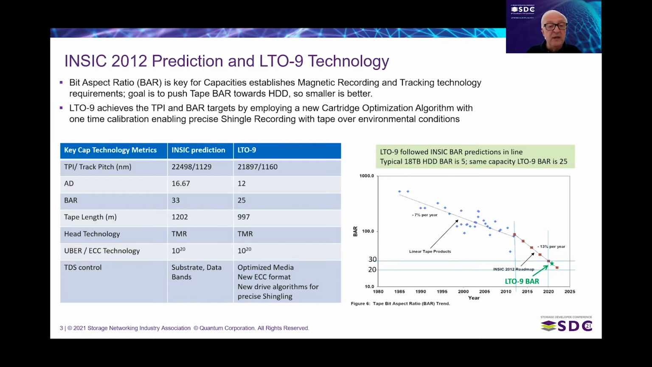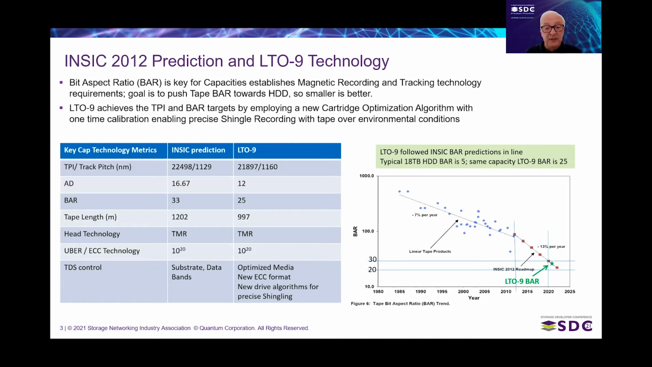Now, how did we do that? With higher track densities at 21.897 kilo tracks per inch, and higher areal densities at 12 gigabit per square inch. When you add to this the longer tape, TMR technologies, and the new ECC formats that allow us to reach better error rates than one error event in 10 to the 20 user bits, it shows the capability of what we were able to achieve as a technology, and what we predicted about 10 years ago.